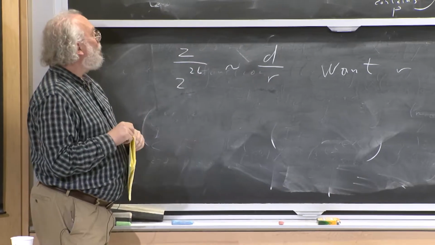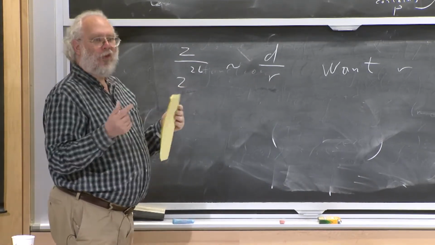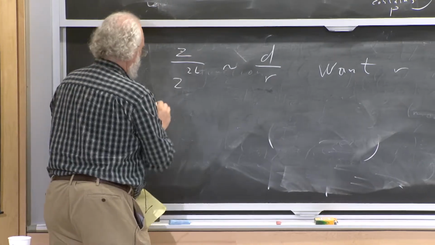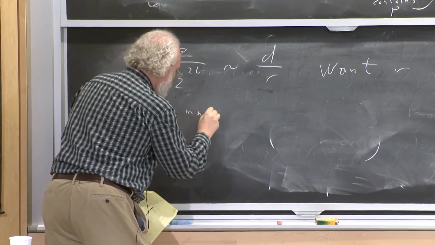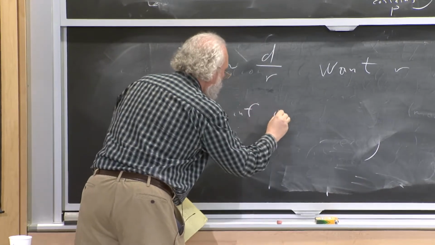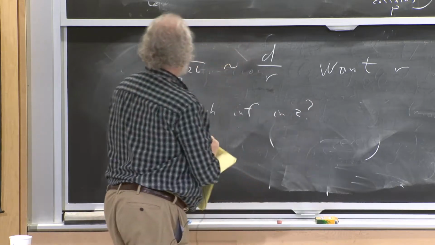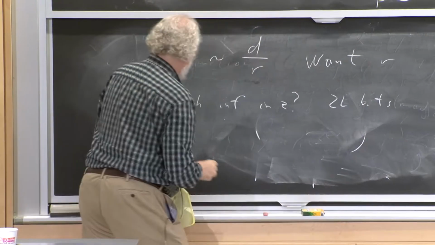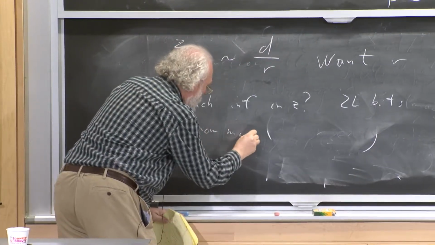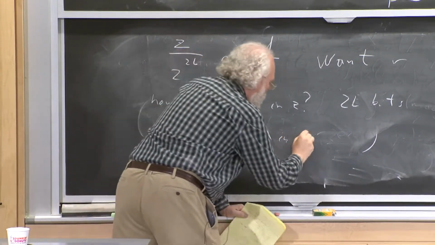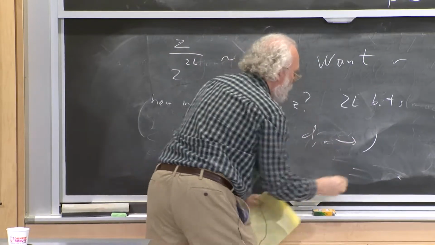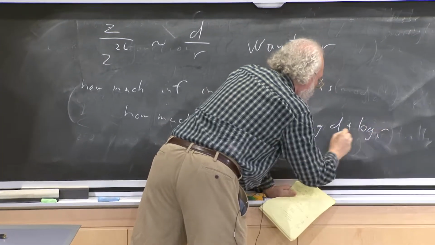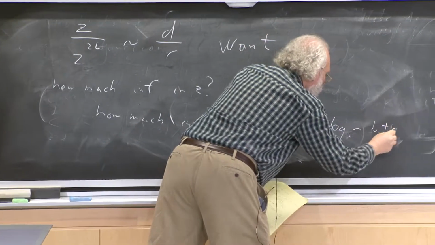So first, let's think about this in terms of information. How much information is there in z? Well, the answer is 2L bits. How much in d over r? Log d plus log r bits, roughly.